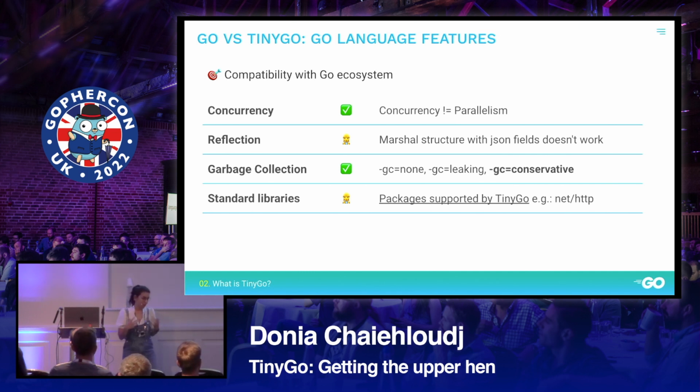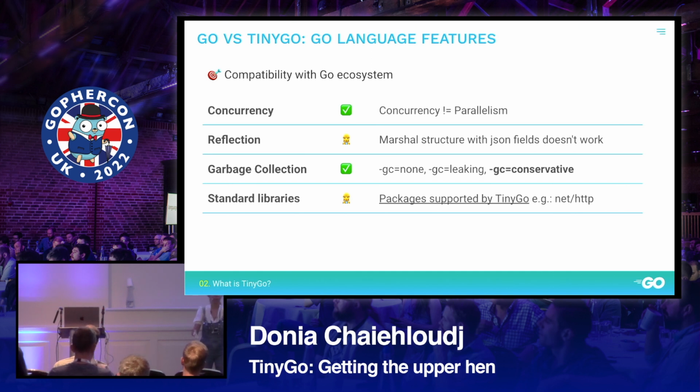And finally, about the standard libraries. So TinyGo has duplicated standard libraries. So you have the TinyGo one and the Go one. The TinyGo ones are not fully implemented. That's why there is some difference between Go and TinyGo. And you can see, actually, all the libraries that are supported by TinyGo.